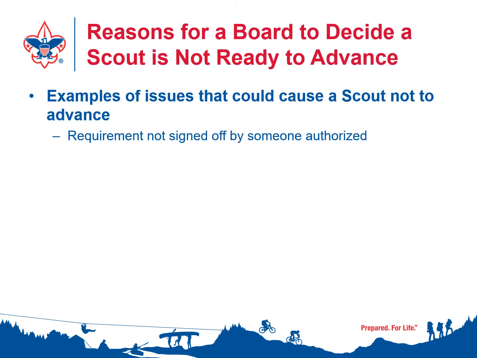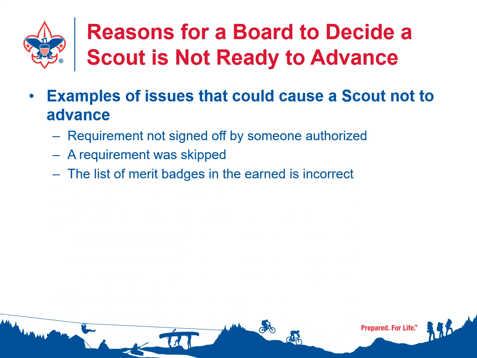We're going to go through some reasons why a board of review might be denied. What you're going to notice here is that most of these reasons have already been addressed by the verifier and should not have gotten past the verifier. For example, a requirement was not signed off by someone authorized. The forms that come in have already been verified by the district verifier. Requirements were skipped. Well, all the requirements for Eagle had to be complete before you received the packet and had a board review scheduled. The list of merit badges listed as earned is incorrect.